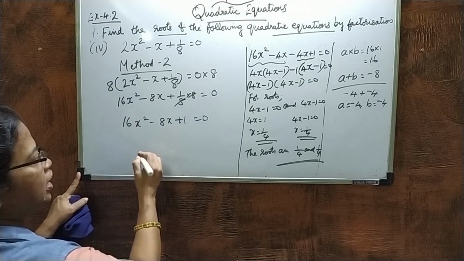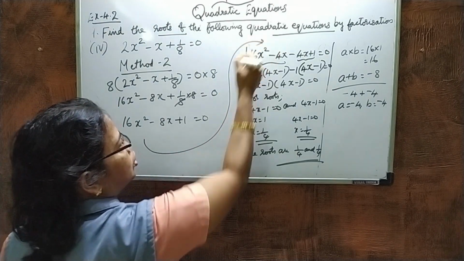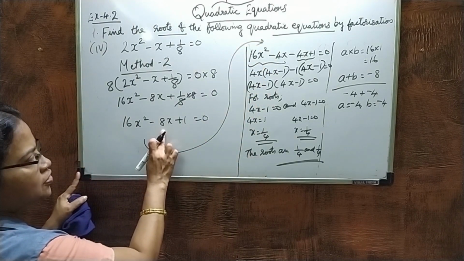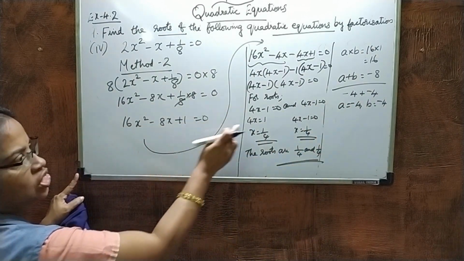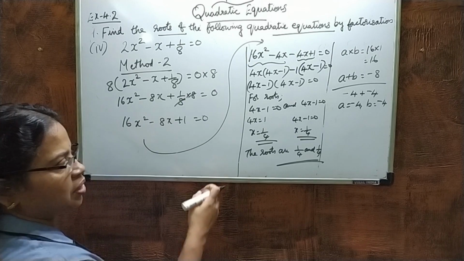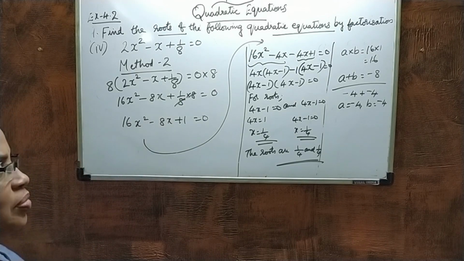So you will get the same thing after this. You can do the same: it is minus 8, negative 4 plus negative 4, 16 into 1 is 16. The same thing you can continue, and you will get the same answer.